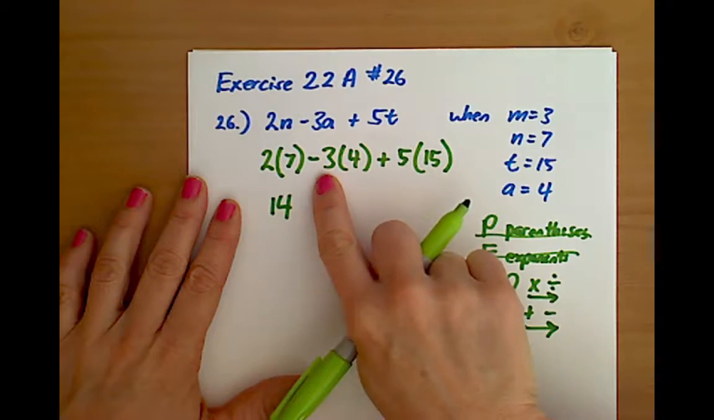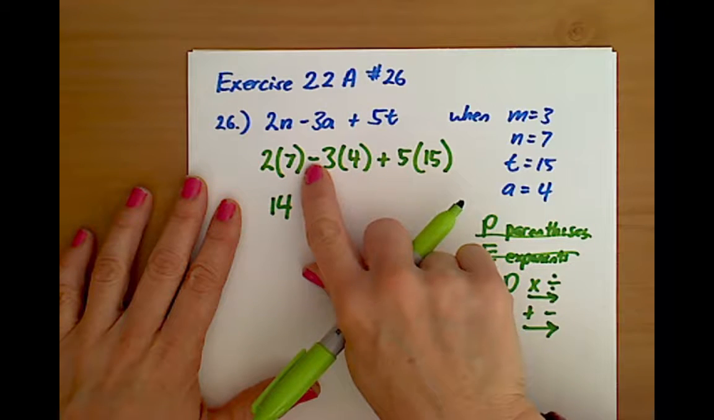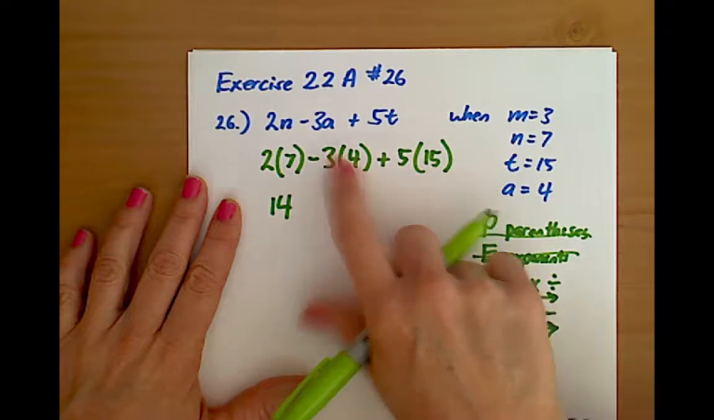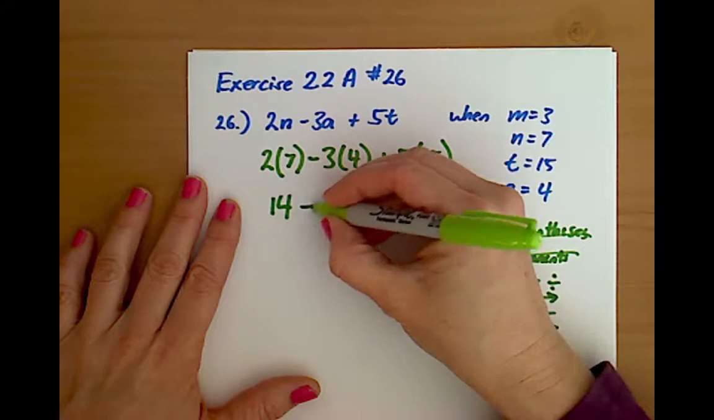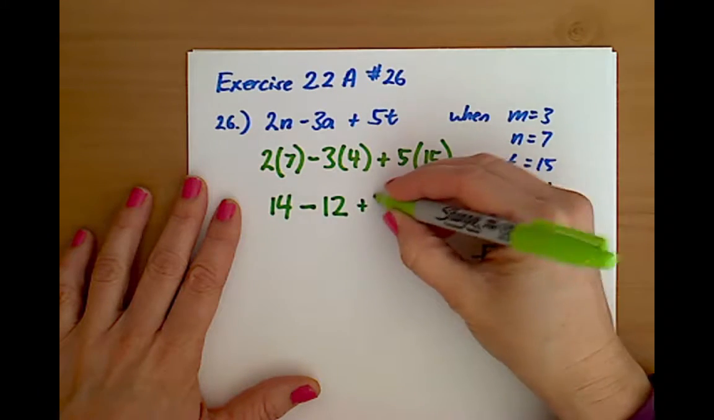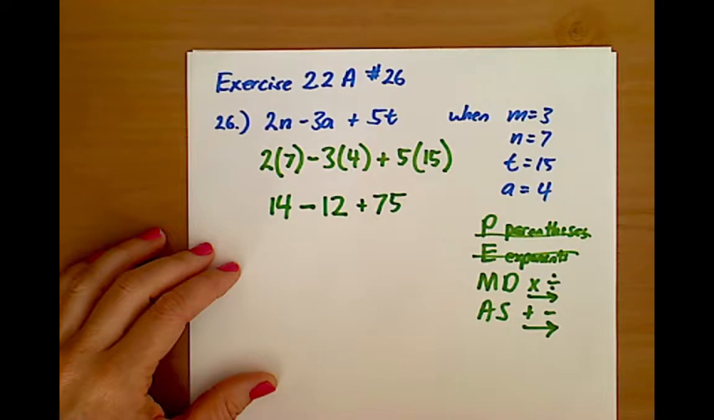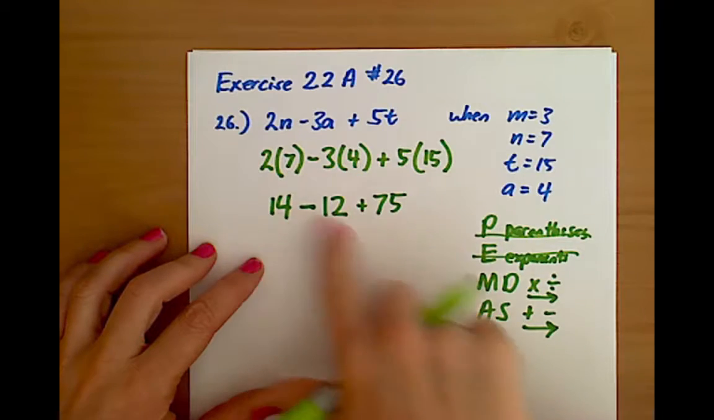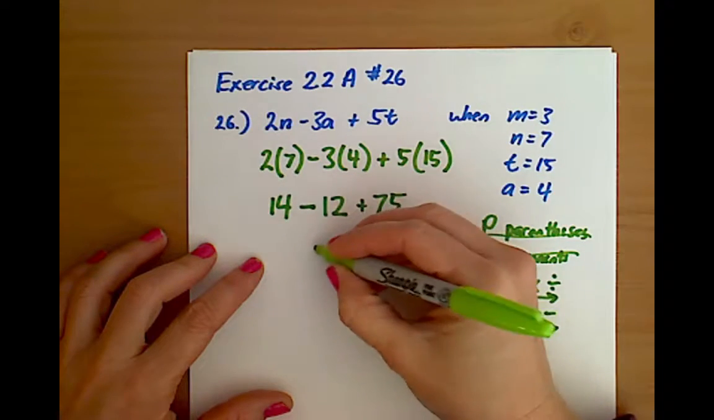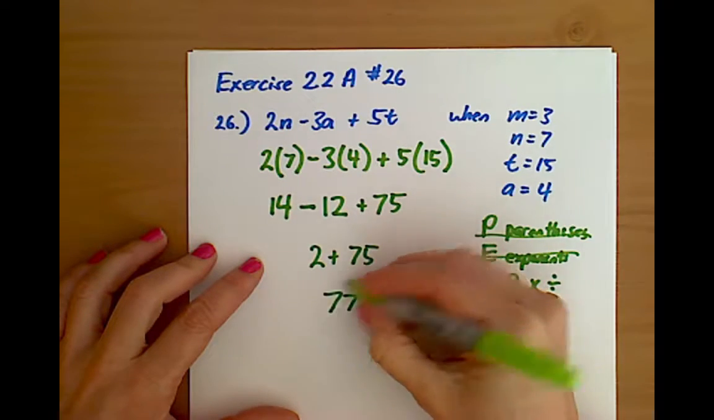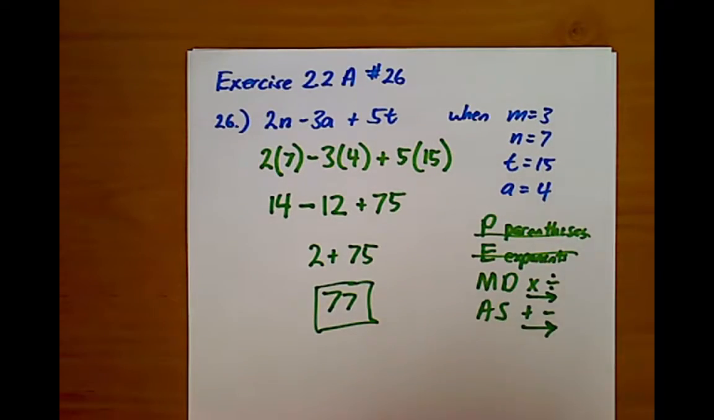All right. This is a negative 3 times 4. Remember that minus right there is connected to that 3. So that's a negative 3 times 4, which gives us a negative 12. So we're just going to write minus 12 there, plus 5 times 15, which is 75. There we go. So now we just need to do our adding and subtracting from left to right. 14 minus 12, that's 2. And then 2 plus 75, that gives us 77. And that's your answer. If you follow the order of operations, you will not be led astray.